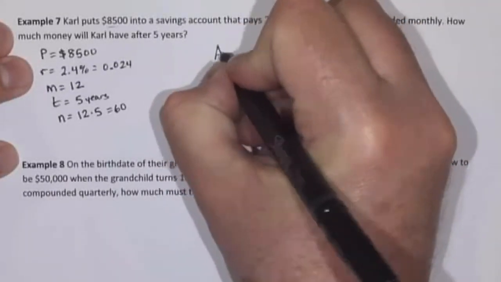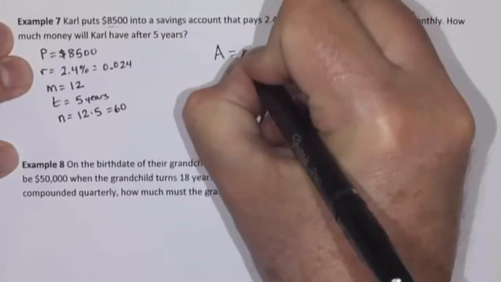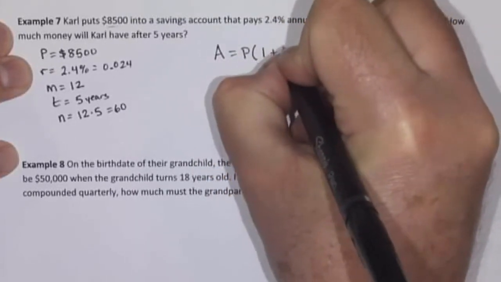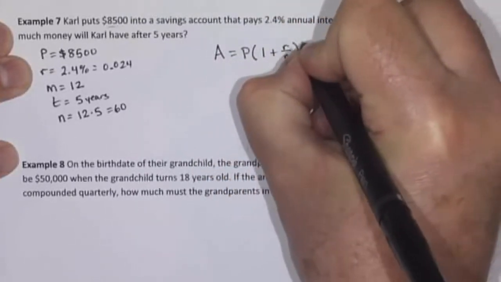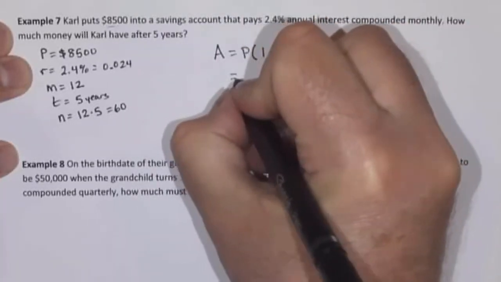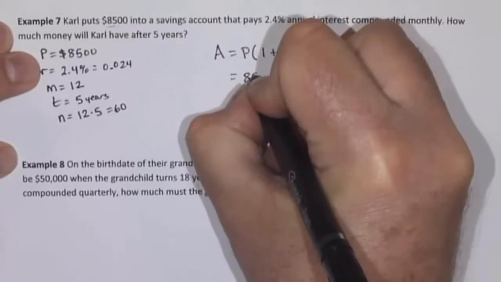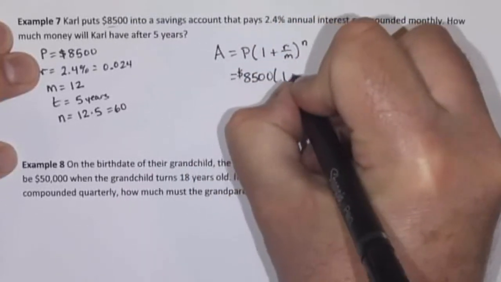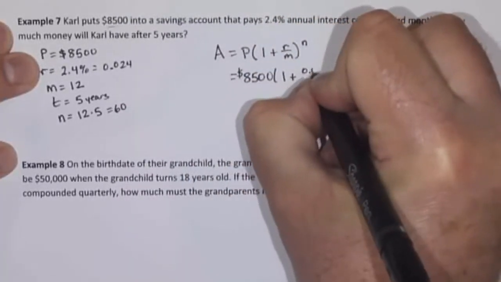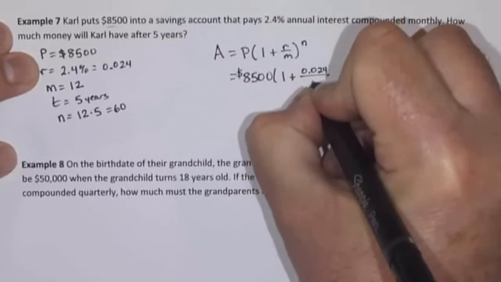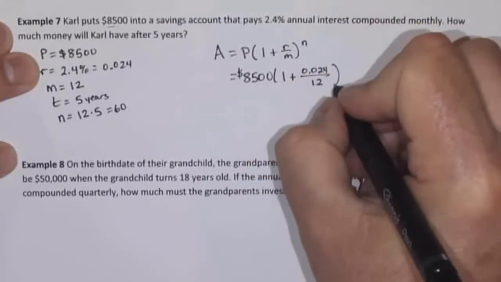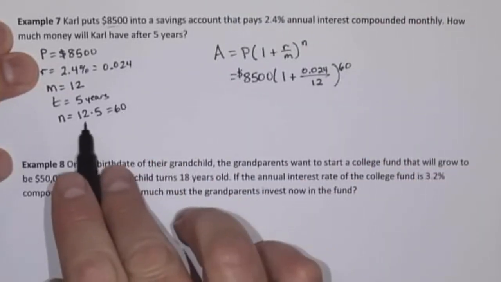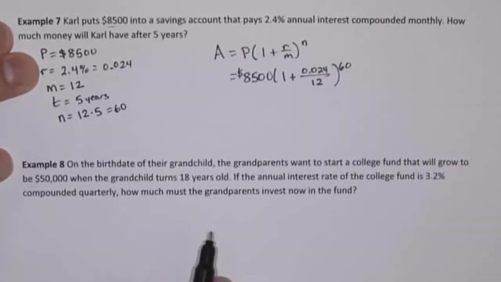So again, our formula is our future value is going to equal the present value, or the principal P, times 1 plus R over M raised to the N power. So that is $8,500 times 1 plus 0.024 divided by 12 raised to the 60th power, again 60 because 12 times 5 gave us the 60 there.